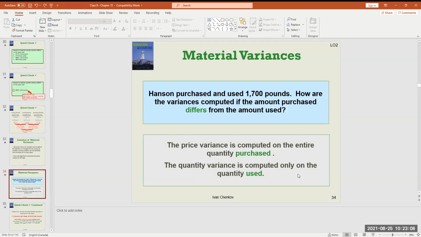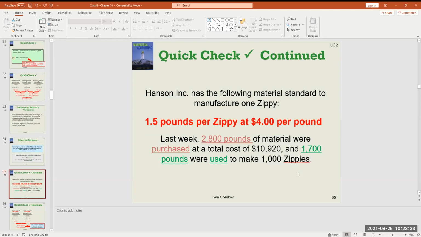Now, what's going to happen? This was the case where the company purchased and used exactly the same quantity. But what's going to happen if the company purchased one quantity and used a different quantity? Let's see how we're going to deal with this situation now. So let's pretend in this case, this company has the following standard. Let's copy this quiz and go back to the Excel spreadsheet and see what we can get.